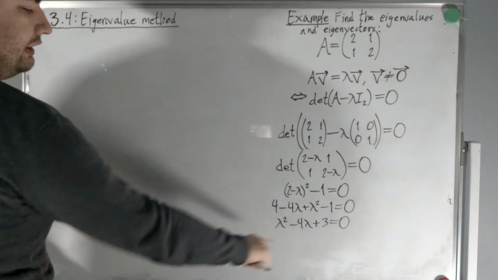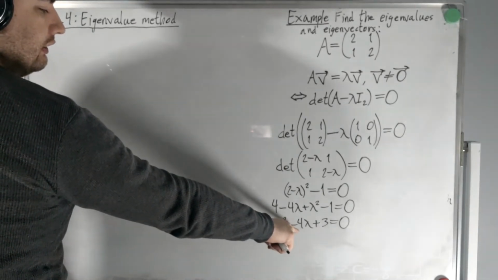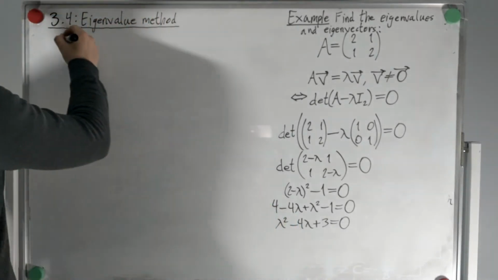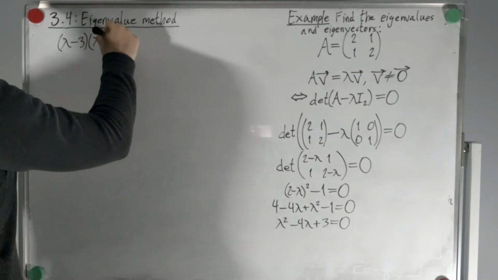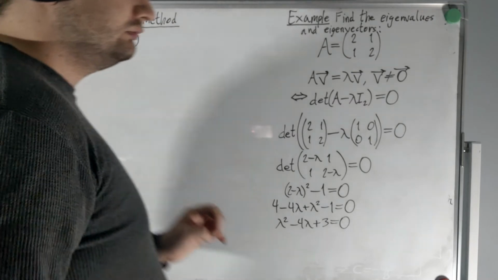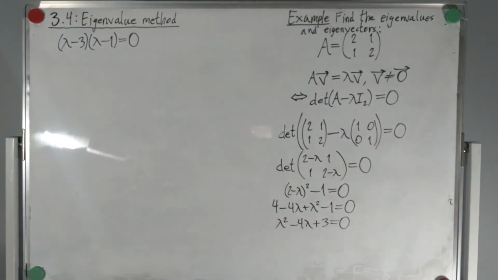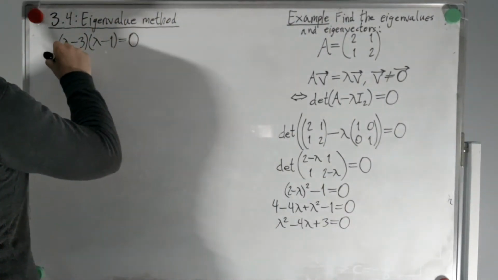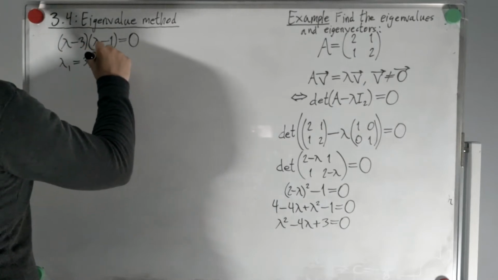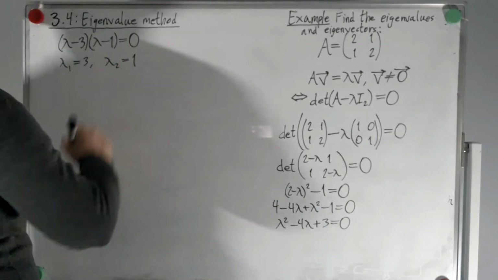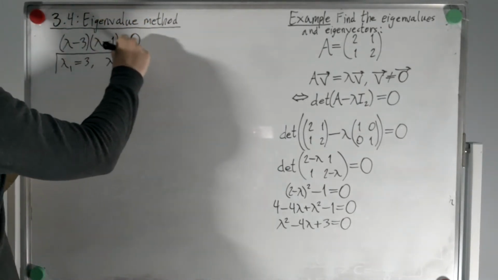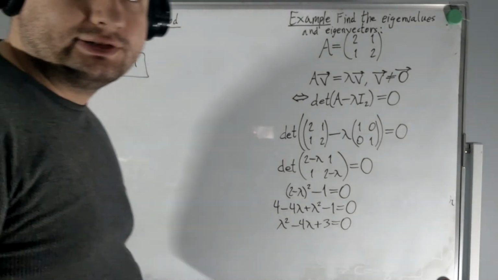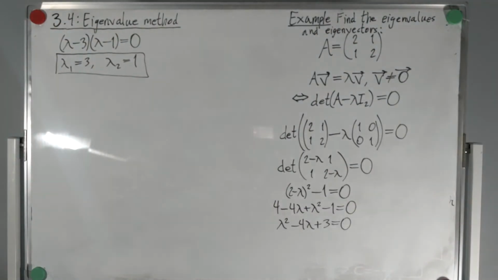So this right here can be factored. This can turn into lambda minus 3 times lambda minus 1 equals 0. That gives us two roots, two distinct real roots. One of them is 3. And the other one is 1. And those would be the eigenvalues of our matrix. Okay?